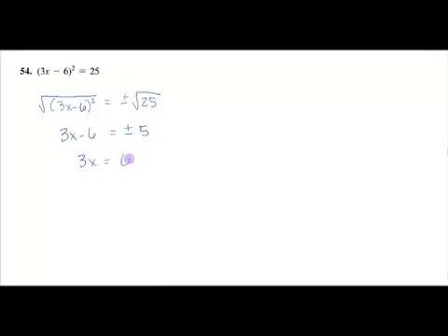3x equals 6 plus or minus 5. Now I'm dividing by 3. So this will look funny for a moment, but we'll go ahead and put our 6 plus or minus 5 and divide it all by 3. We don't leave it like that. We can actually figure out the number that this is. So 6 plus 5 is 11, divided by 3 is 11 thirds. Or 6 minus 5 is 1, divided by 3 is 1 third.